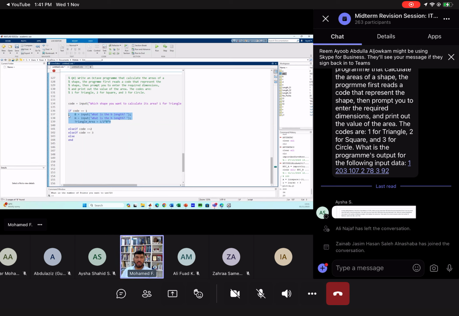Now we have to do the same thing for the second one, which is the square. So we need only one input. Let's call it L. What is L? And we just have to square it.